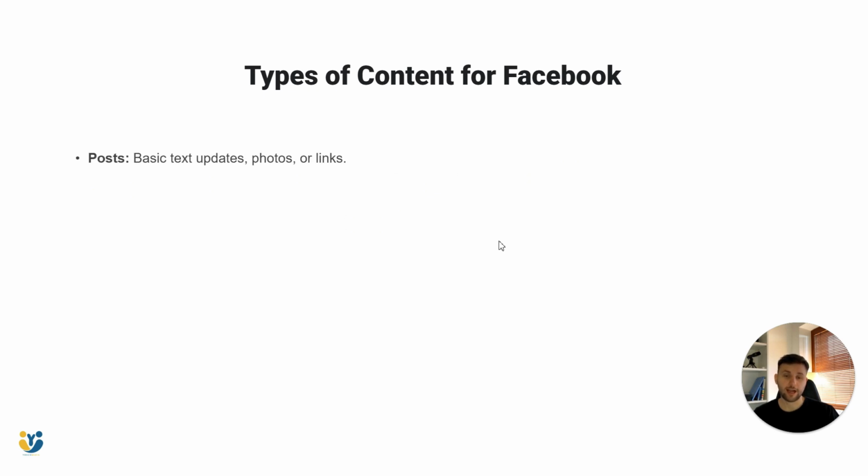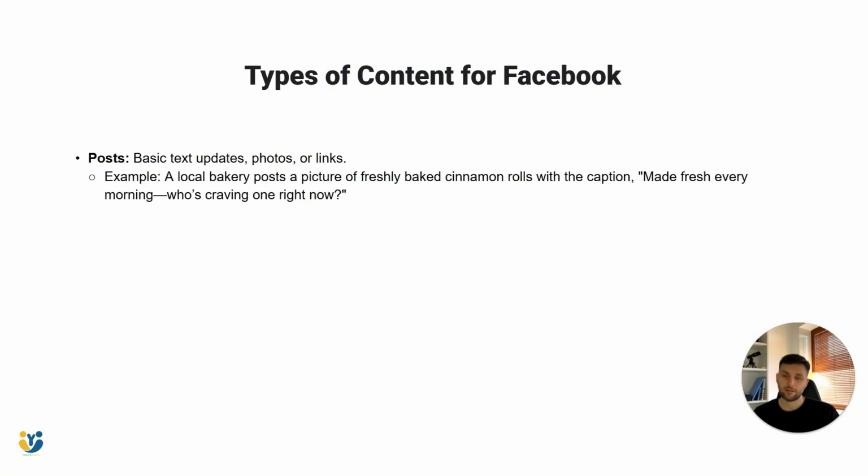So, types of content for Facebook. First of all, we have posts, right? Which are basically basic text updates, photos, or links. So, for example, a local bakery posts a picture of freshly baked cinnamon rolls with the caption "Made fresh every morning. Who's craving one right now?" Videos. You use videos to explain something or tell a story.